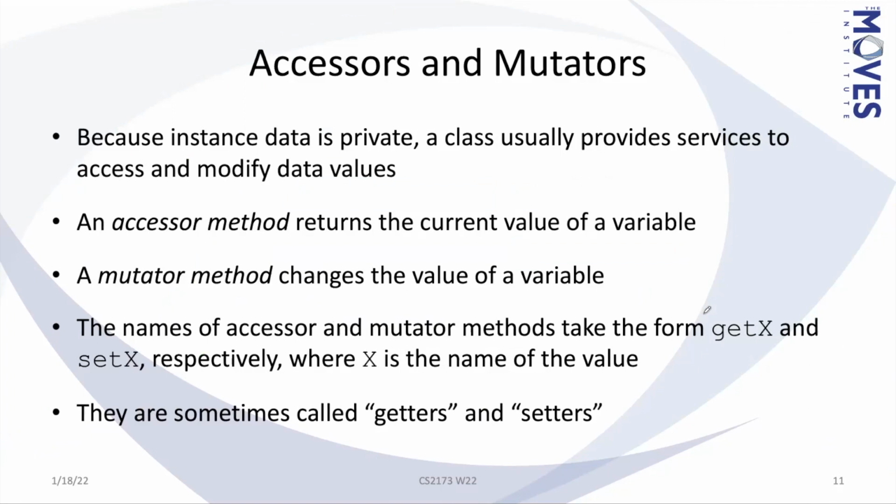Okay, accessors and mutators. I prefer the term setters and getters. So, okay, here's the dilemma. We have instance data, and because it's private, how can it ever change?